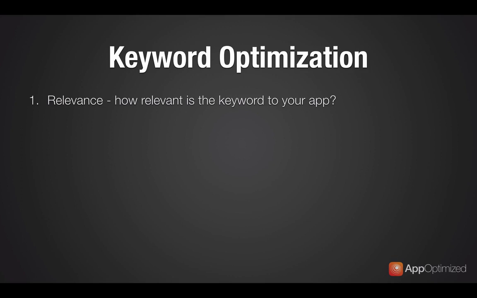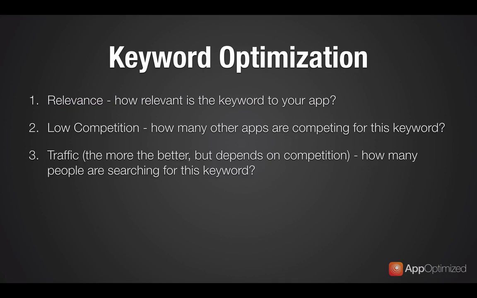So again, the first thing you want to focus on for keyword optimization, first and foremost, is relevance. How relevant is the keyword to your app? That by far is the most important thing. Again, without flogging a dead horse, you don't want to enter a term that's completely irrelevant for your app, because people aren't going to download your app anyways. But the other two things you want to focus on are these two points.